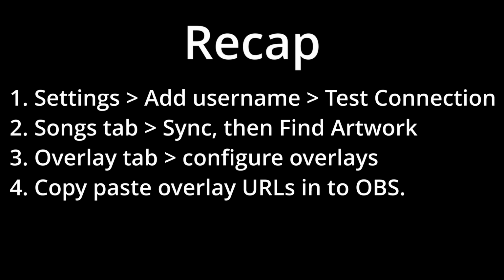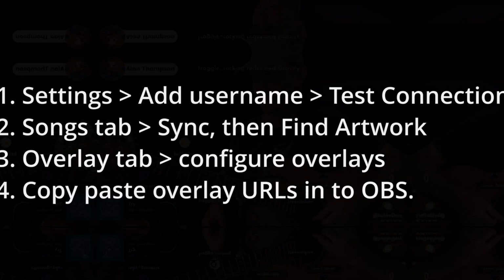So the super quick version of this is enter your username, test the connection, go to your songs and sync, then find artwork, then go to the overlay tab, add a couple of songs to your queue so you have something to work with, configure the overlays how you like, then copy those paths into OBS. Job done.